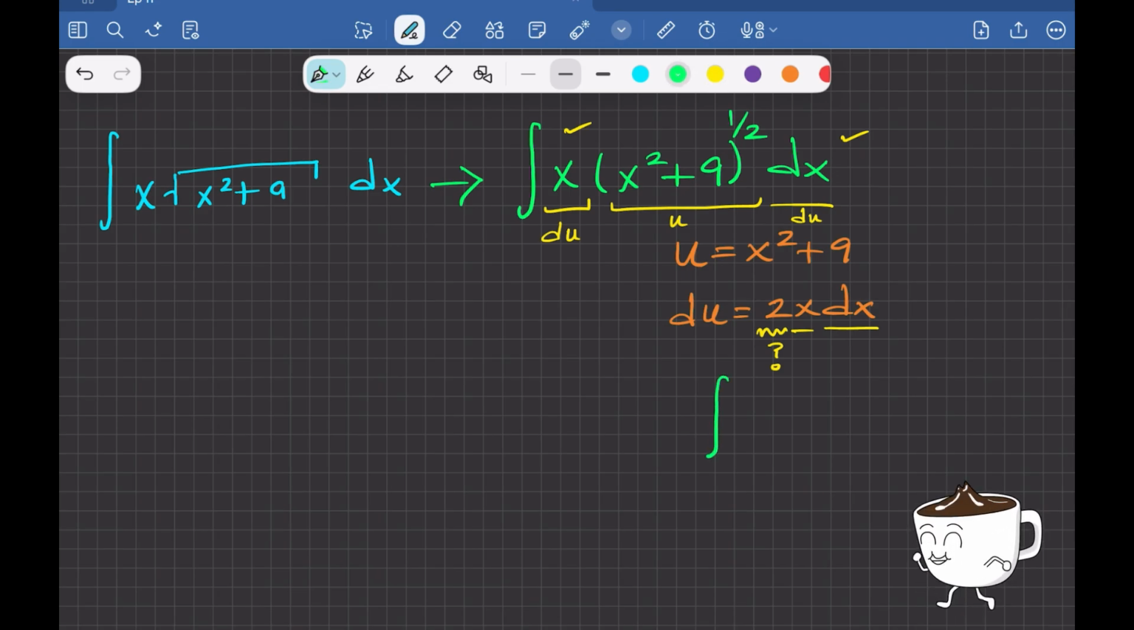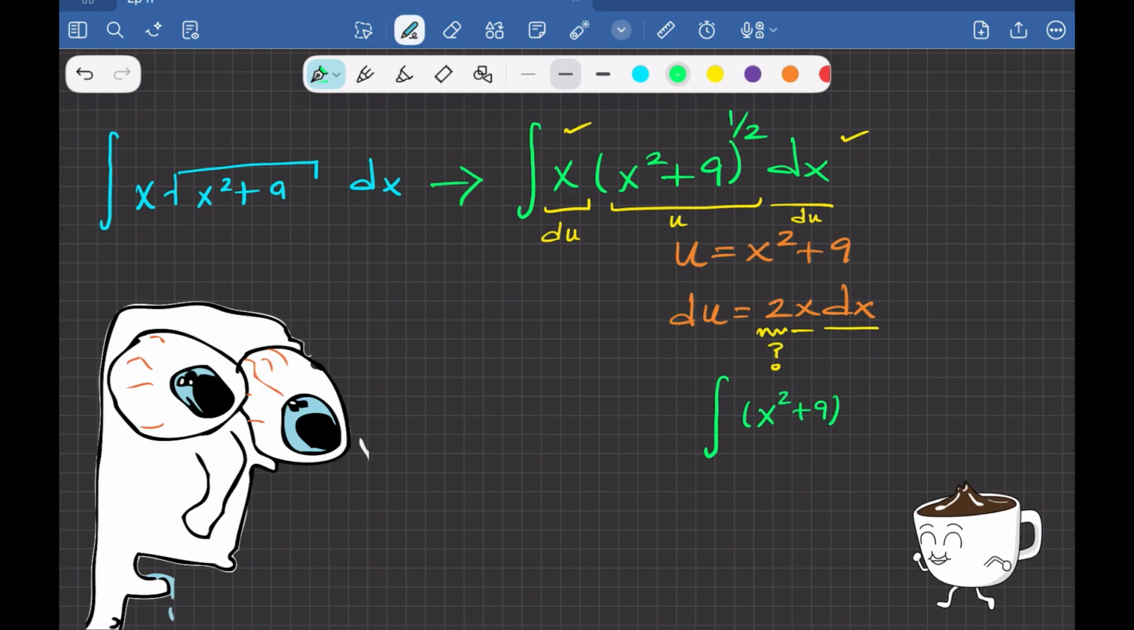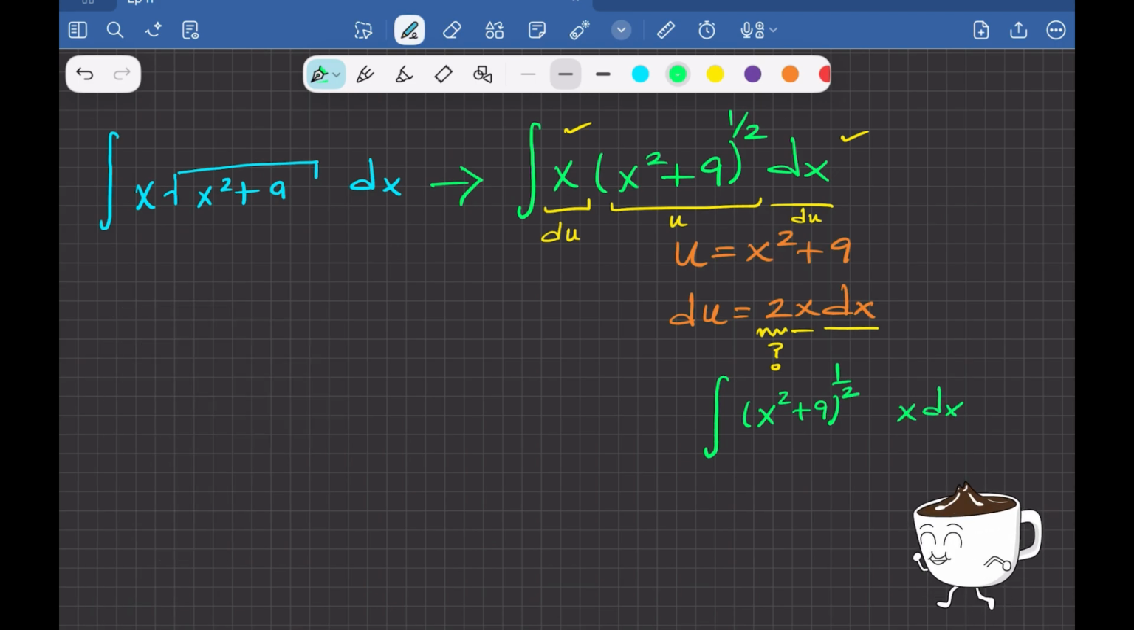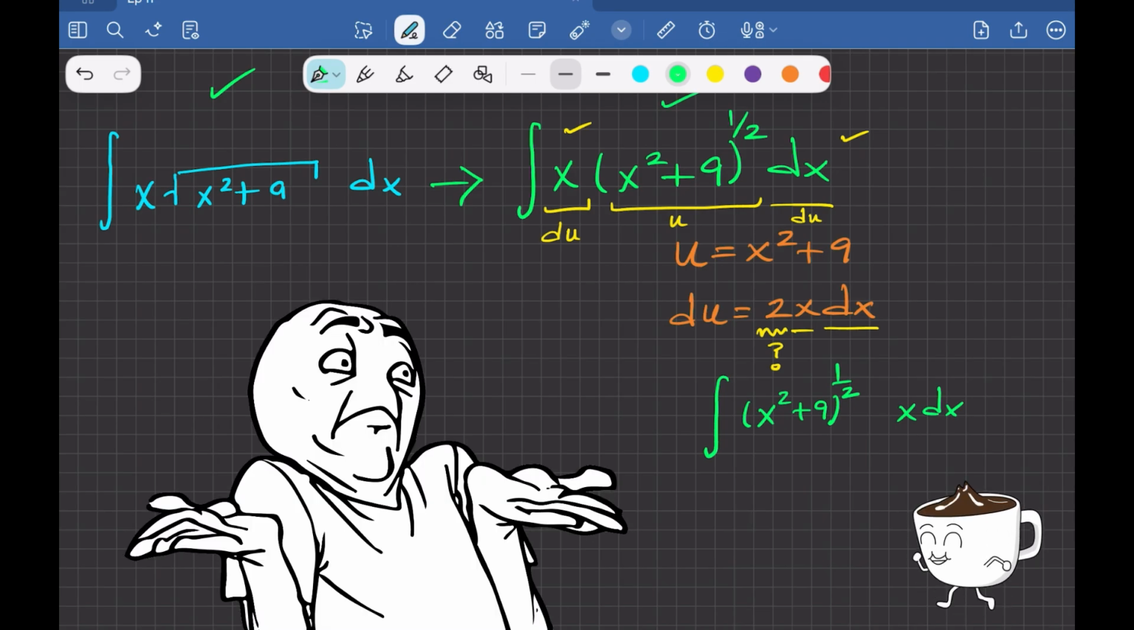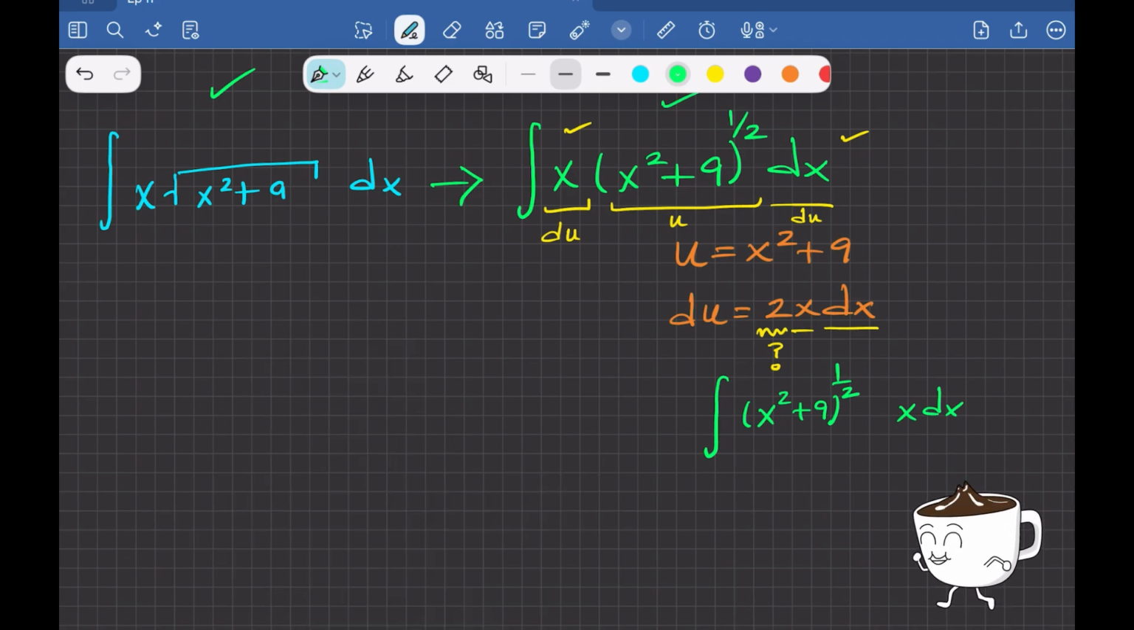I will proceed to copy the integral again at the bottom to make everything clearer. I will rearrange the factors: at the beginning, what we took as u, x squared plus 9 raised to the 1/2, multiplying x dx, which is exactly what we had at the beginning. These three are the same; it simply rearranges the factors. Then we need the 2. We have x dx, and what do we need? 2x dx.